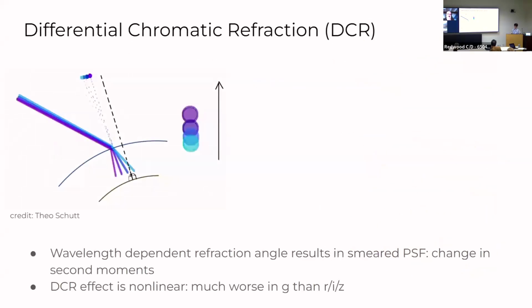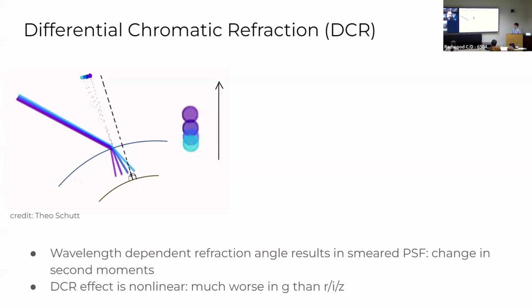And I'm now going to just briefly touch on differential chromatic refraction because it'll be important for the rest of the talk. So this is a wavelength dependent effect on the point spread function. If you have a source coming in from the left of this image, entering the atmosphere at an angle, it will be refracted, and that refraction angle depends on the wavelength of light.